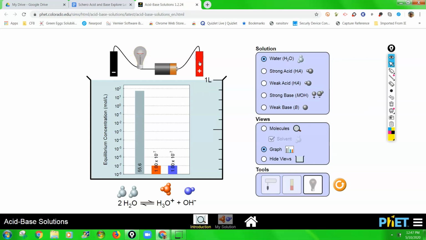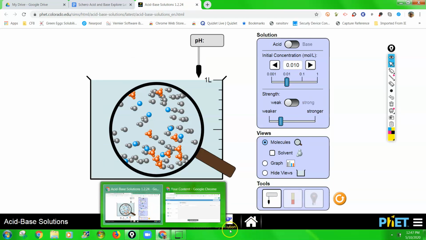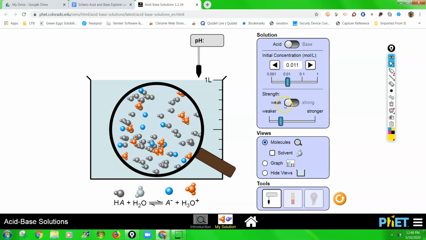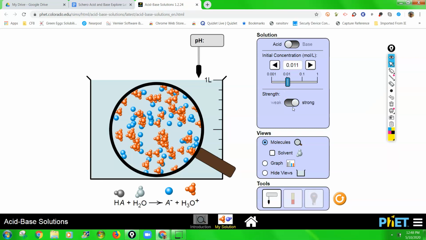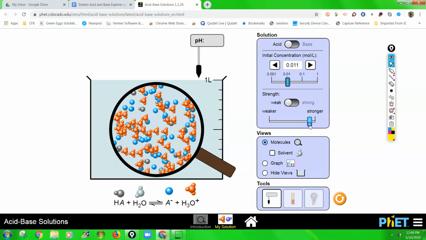So I'm going to ask that you play with this introduction a little bit, changing to strong acid, weak acid, and so forth. You can stay right here, or I'm going to ask that you change to your solution. So click on the My Solution button down here at the bottom of the page. And now I can change my concentration. I can determine whether I have an acid or a base. And I can determine whether I have weak or strong. Or I can say how weak and how strong.